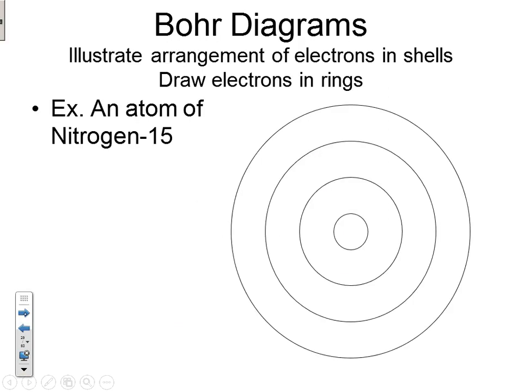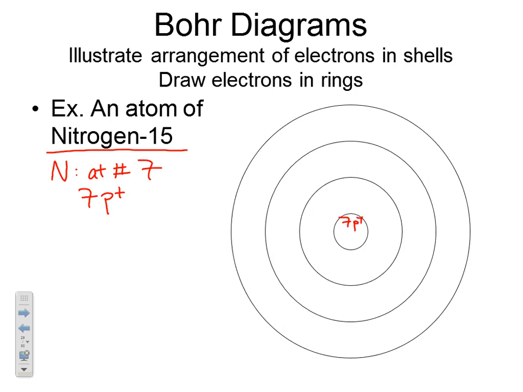Now, a Bohr diagram is a way of illustrating this idea. It's a model. It's our way to try to show what's happening with the atom. And it shows this idea of the electrons in shells. So, for example, if we want to draw a Bohr diagram that illustrates the electrons per shell for an atom of nitrogen-15, let's take the protons and neutrons first. Nitrogen has an atomic number of 7, which means there are 7 protons in the nucleus. So I'm going to call this innermost circle the nucleus and put 7 protons there.